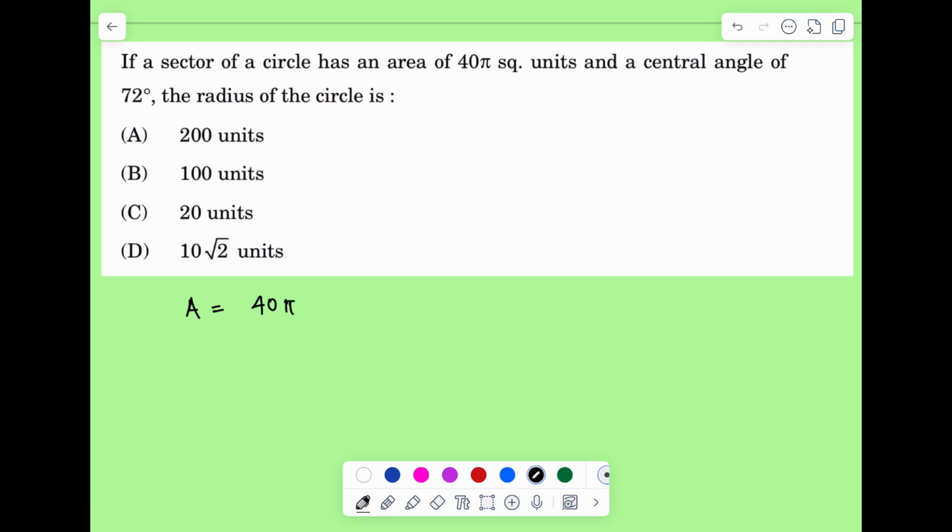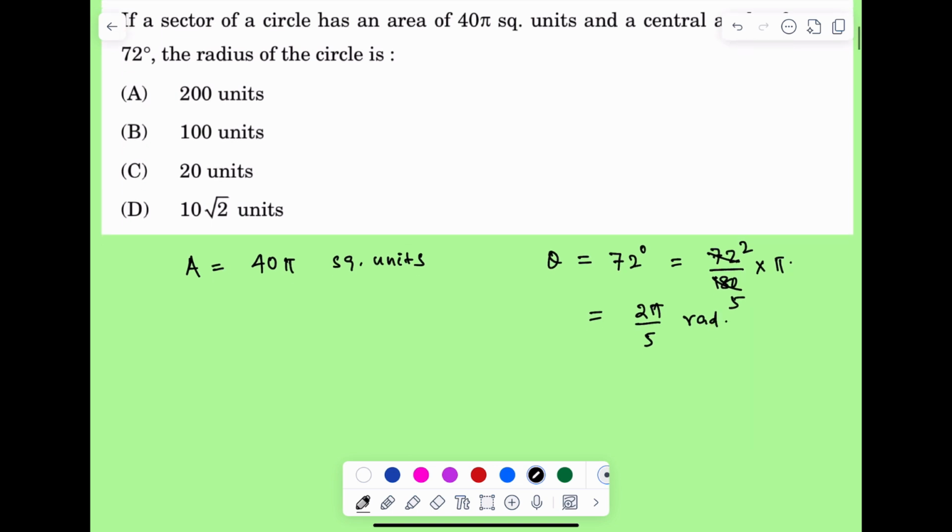Second question: if a sector of a circle has an area of 40 pi square units, that means the area of the sector is given as 40 pi square units, and a central angle of 72 degree. That means theta is equal to 72 degree. We have to make it in radian. That means 72 by 180 into pi radian. If you divide it by 36, it will be 2 and 5, that is 2 pi by 5 radian.